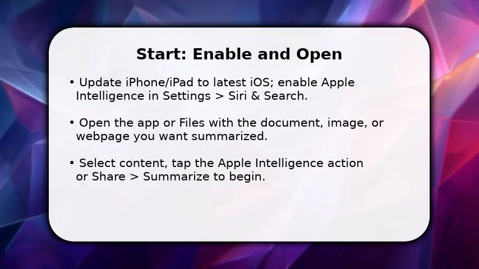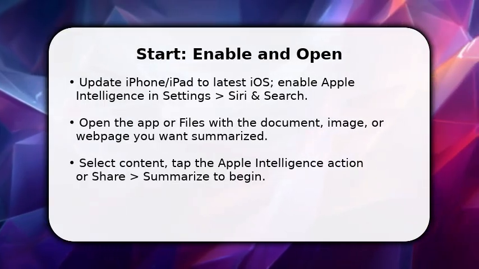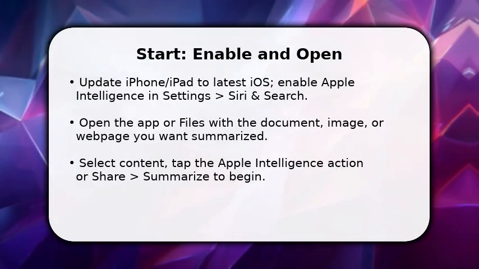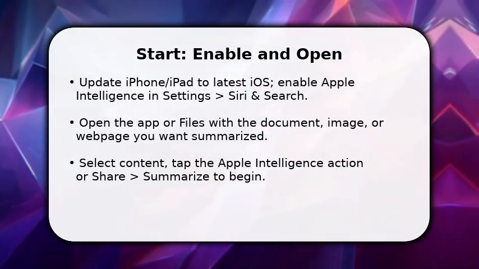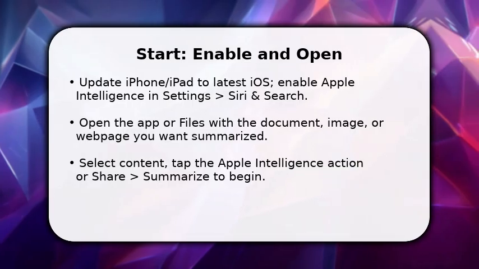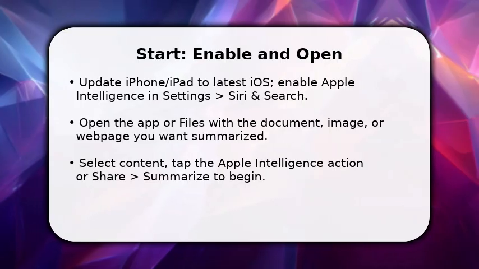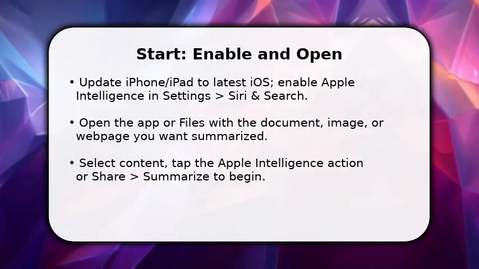You begin by making sure Apple Intelligence is active. Update your device and enable it under Siri and Search. Once done, open the app or files and locate the content, document, image, or web page you want summarized. Tap and hold or use the Share menu, then choose the Summarize action.